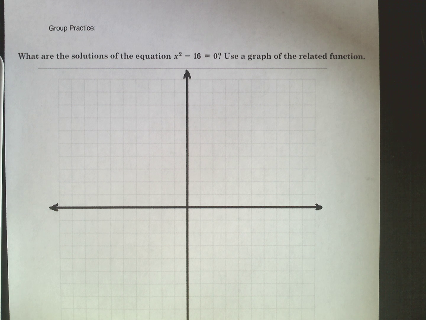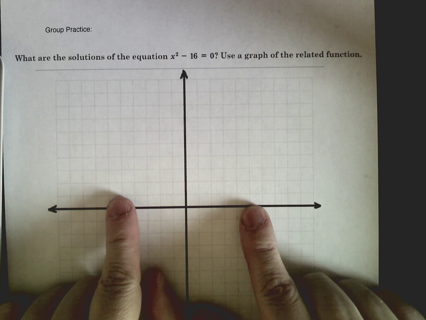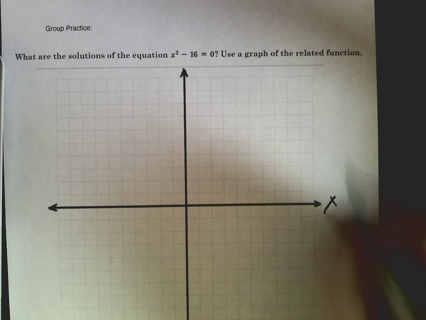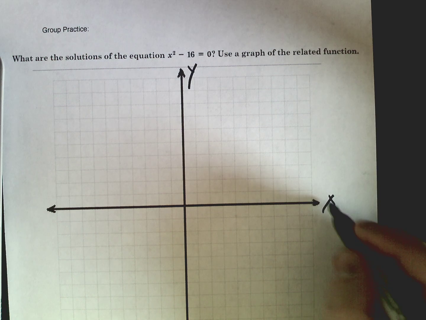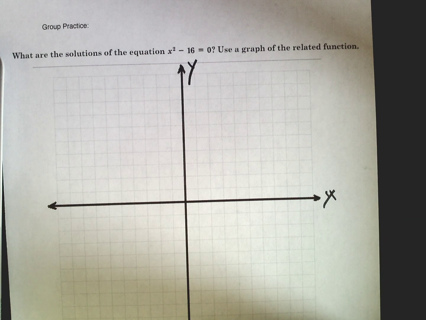Okay, so here's our group practice for today. Finding the solutions, which means where the graph crosses the x-axis. If you remember, this is the x-axis. This is our y-axis. So where this graph crosses, there's going to be 2 points.